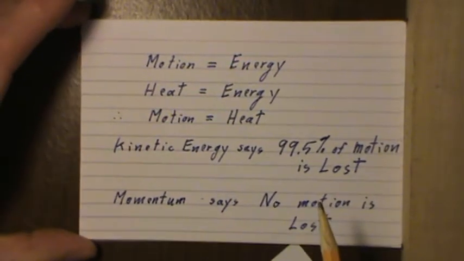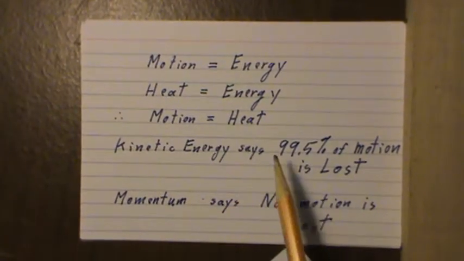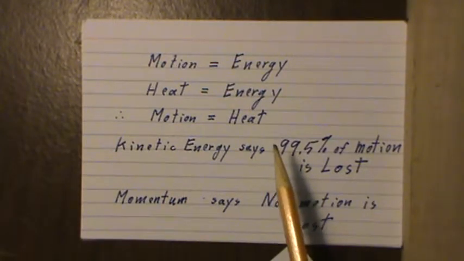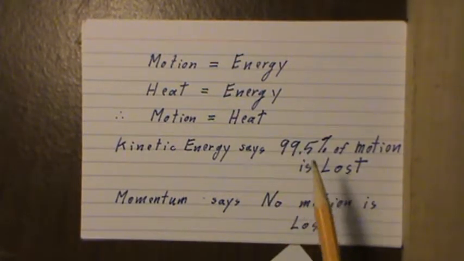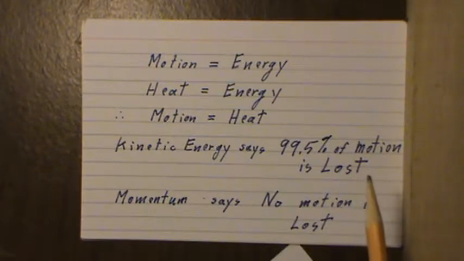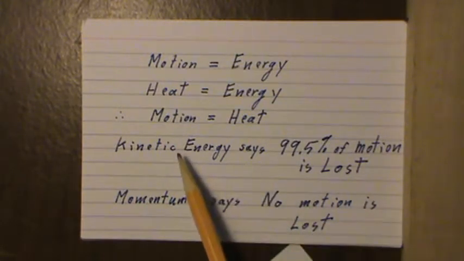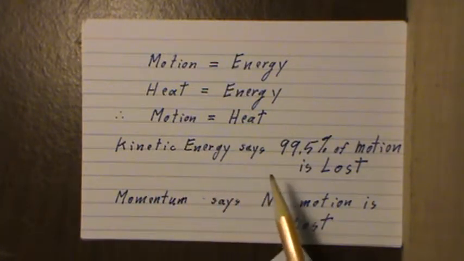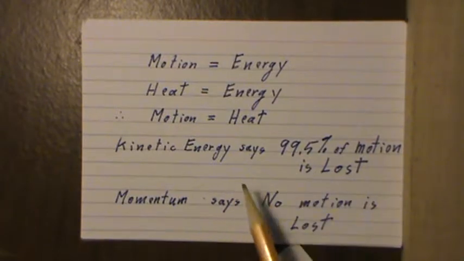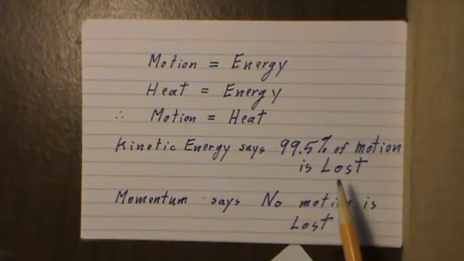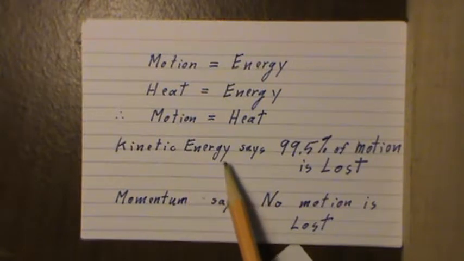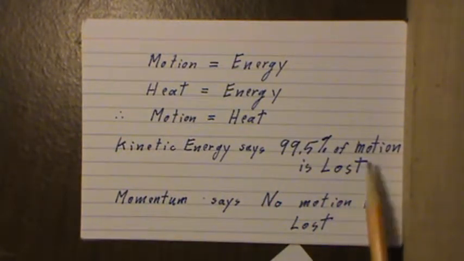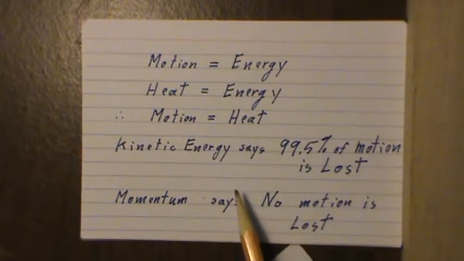Now we know that motion is a form of energy, and we also know that heat is a form of energy. And they propose that motion is lost as a form of heat, so they agree. But we can also use the same terminology for one and the other. We can say that motion is lost just as accurately as we can say heat is lost. So kinetic energy says that 99.5% of the motion is lost because motion and heat are both forms of energy.